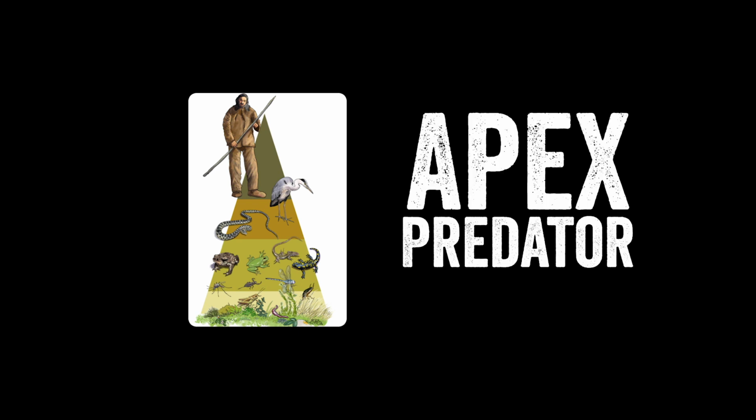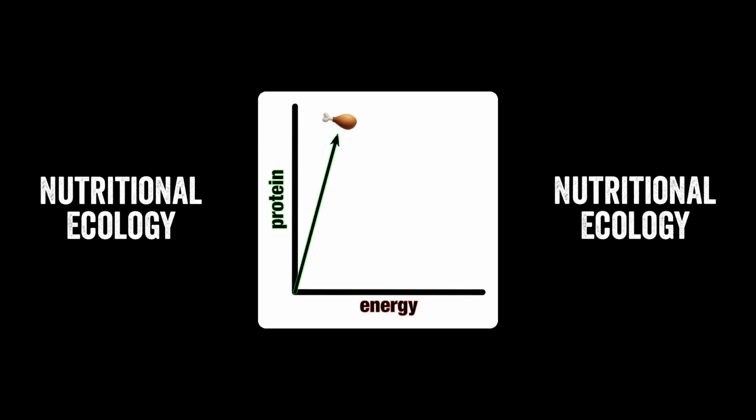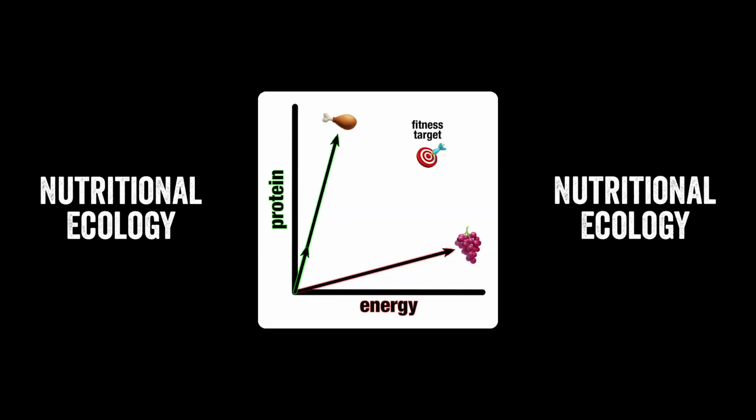Now, humans are apex predators, or at least we were apex predators prior to the agriculture revolution about 10,000 years ago. Let's talk for a second about nutritional ecology. Nutritional ecology is the science of what an animal needs to eat versus what it gets to eat. Imagine you have an animal that has access to a food that's mostly protein and another food that's mostly energy. Well, this animal is going to have some sort of nutrient fitness target where it functions optimally and has the best chance of reproducing. And this animal is going to combine these two foods in a complementary fashion, eating a little bit of both in order to hit its fitness target.